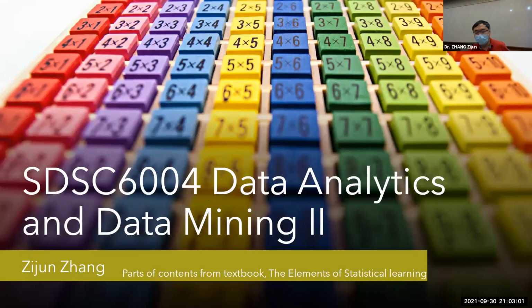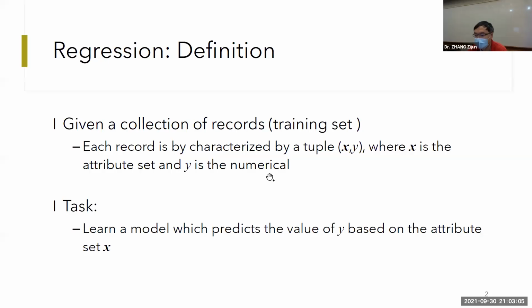All right, so next we will go to the next part, the regression stuff. So first, let's look at the definition of our regression problem. Basically, it means that given a collection of records, different from classification, what we need to do is judge the value of the output y.